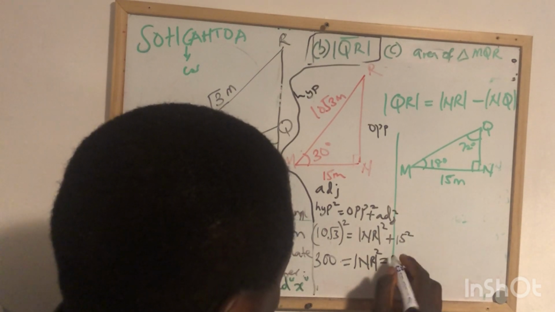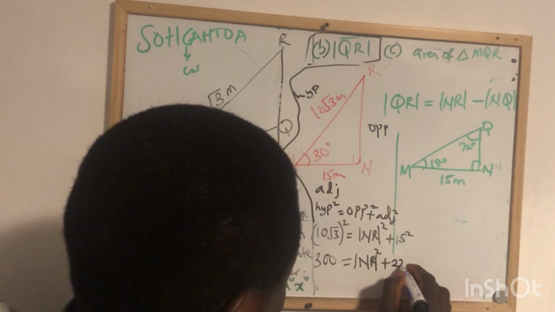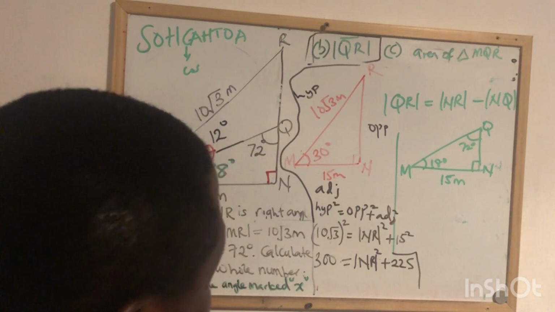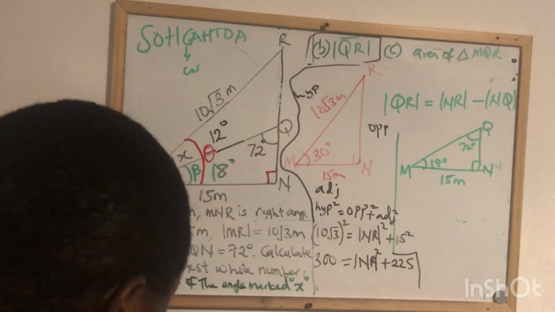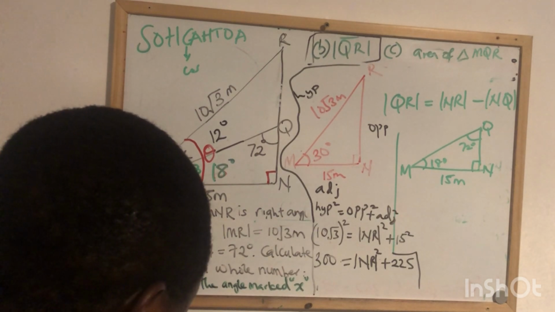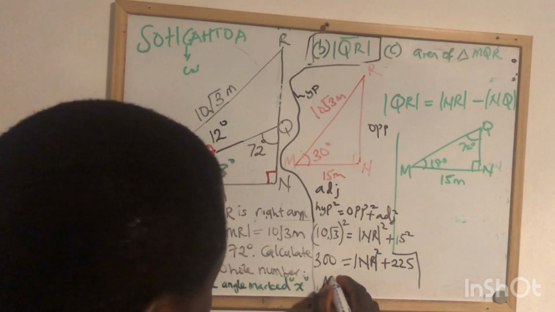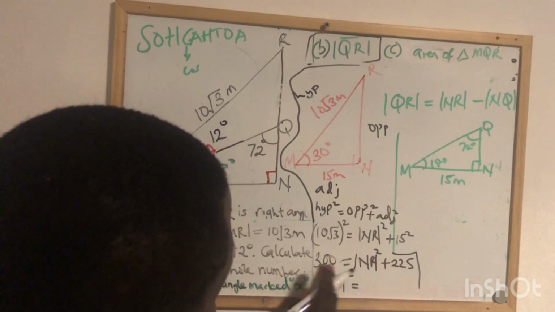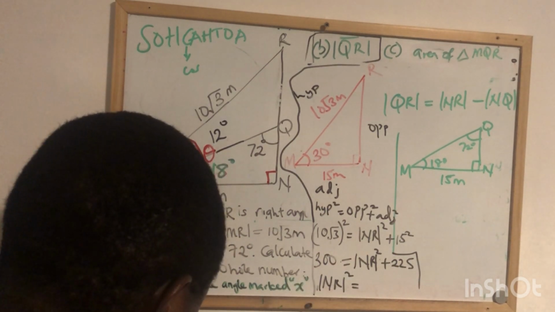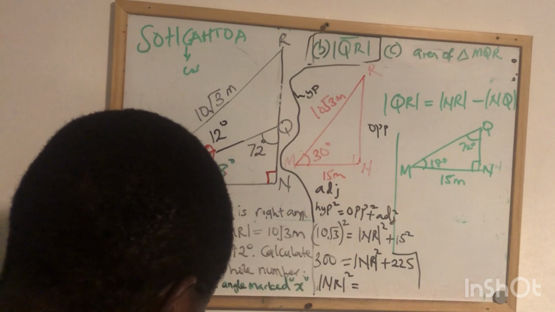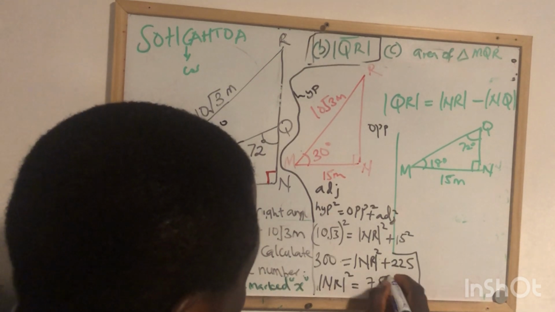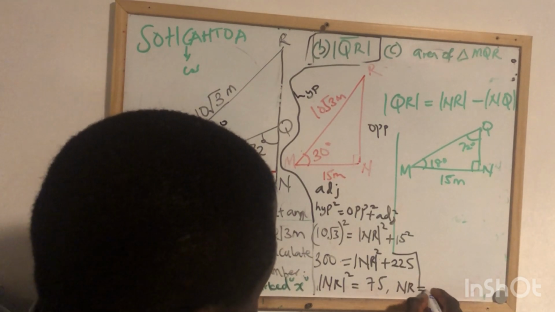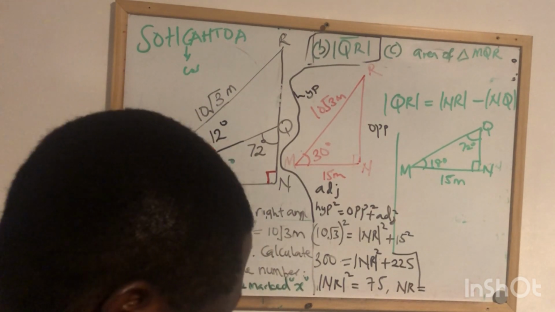So this is plus 225. Yes, 15 square is 225, but let me confirm. It's better you compare. So NR square is equal to 300 minus 225, which should be 75. So take the square root of both sides. NR equals the square root of 75.